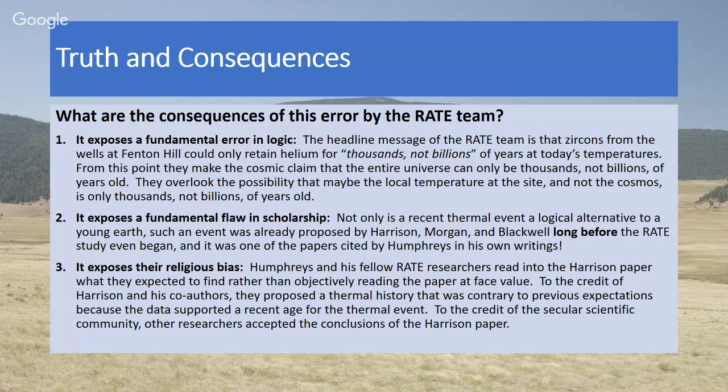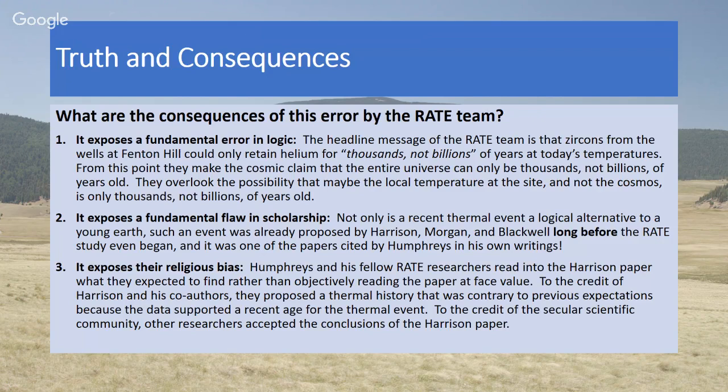the prevailing view when they published was that the temperatures at Fenton Hill were from the eruption of the volcano 1 million years ago. And they proposed a thermal history that really was a little bit counterintuitive at first. But they defended it based upon their evaluation of the data. So their conclusion was based upon really looking at the data objectively.